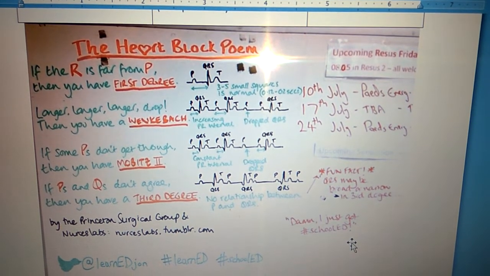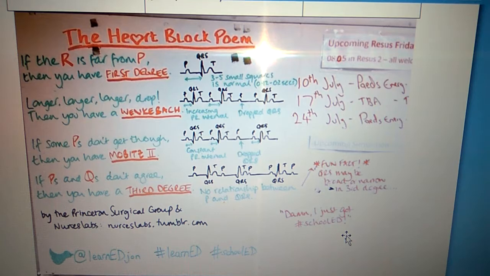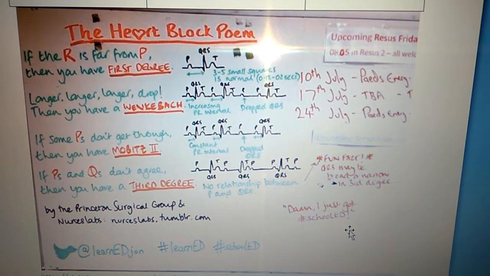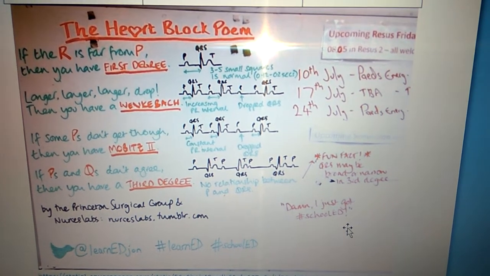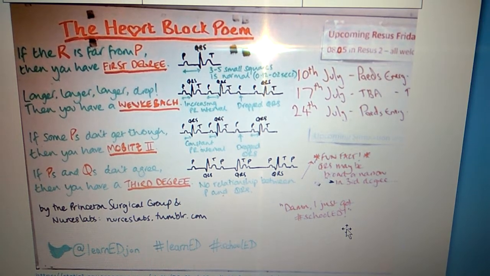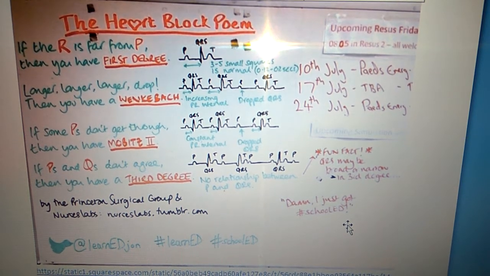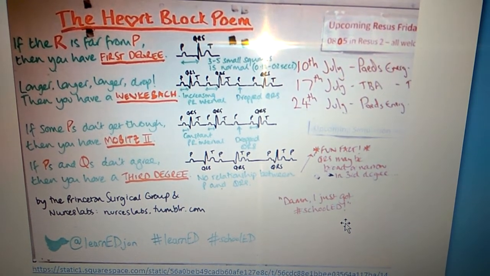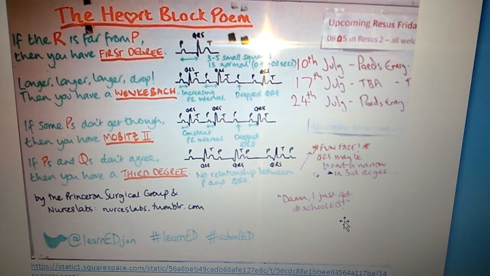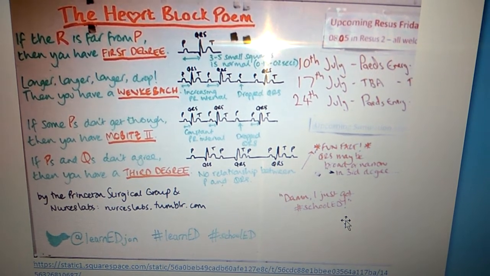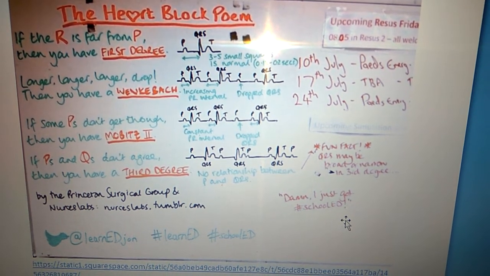Okay, this is an interesting heart block poem for you to memorize better. For first degree, Wenckebach, Mobitz 2 and third degree. The poem sounds like this. If the R is far from P, then you have first degree. Longer, longer, longer, drop, then you have Wenckebach. If some P's don't get through, then you have Mobitz 2. If P's and Q's don't agree, then you have third degree.